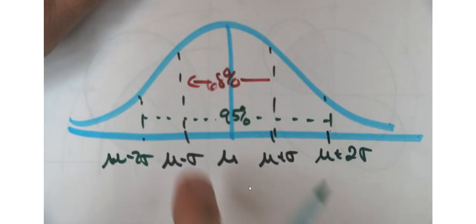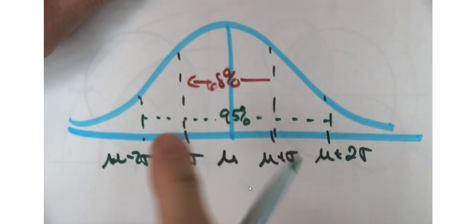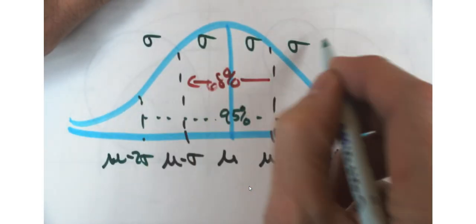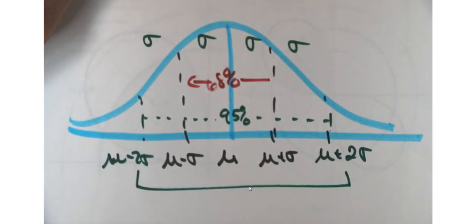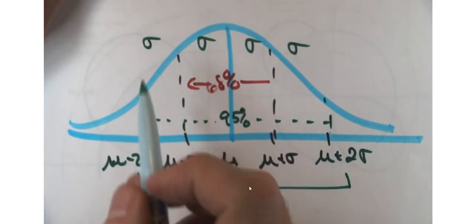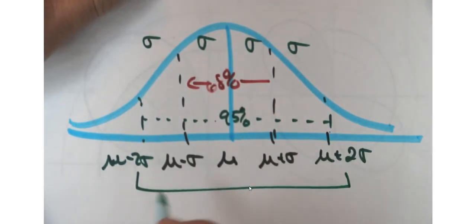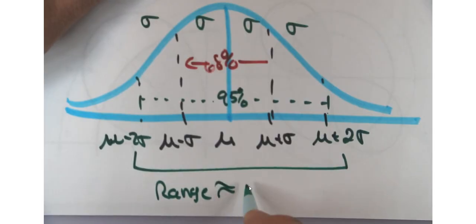Now let's count how many standard deviations separate the top from the bottom. I've got 1 here, 1 here, 1 here, and 1 here. How many standard deviations separate those 2? 4 standard deviations. So the range of your data, you remember the range? Range of your data was the top minus the bottom, is going to be approximately 4 times the standard deviation.